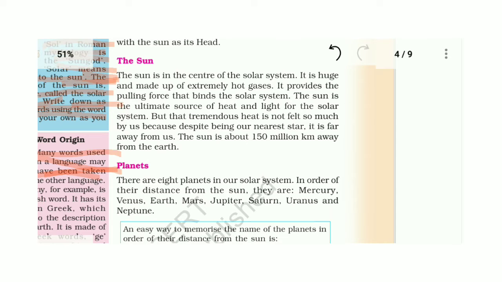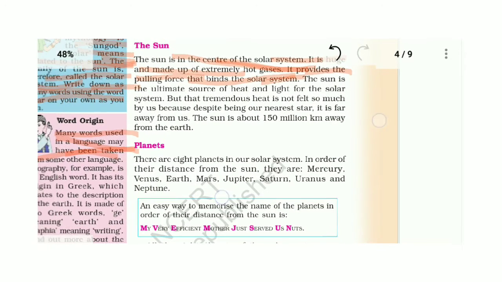The sun is in the center of the solar system. It is huge and made up of extremely hot gases, because the sun is a star. It provides the pulling force that binds the solar system. Obviously, all the planets revolve around it. So there must be a gravitational force generated by the sun, so that all the planets are bound in its attraction and revolve around it and don't leave their orbits.